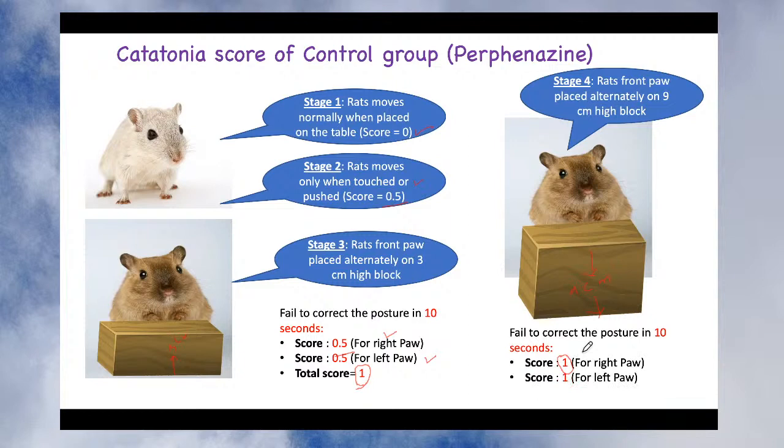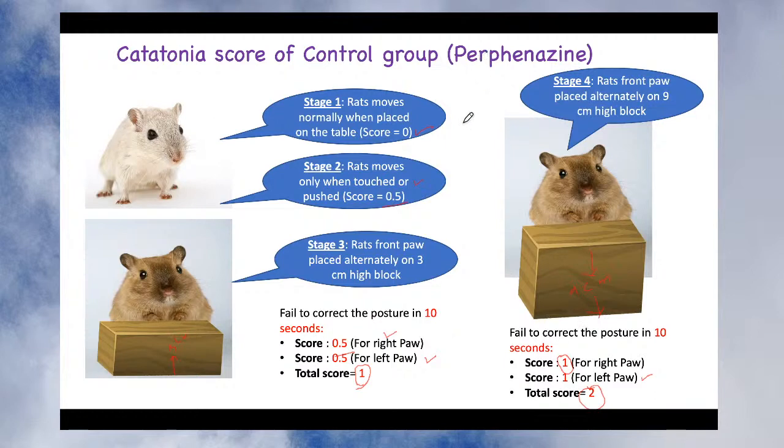And likewise, when the animal fails to correct the posture in 10 seconds for the left paw as well, then you can give one more score, that is 1. So suppose the animal is unable to correct the posture for both paws, including the left as well as the right paw, then in such a case the total score will be 2. So especially in the case of perphenazine, when it produces very severe catatonia, the animal shows the severe catatonic score.